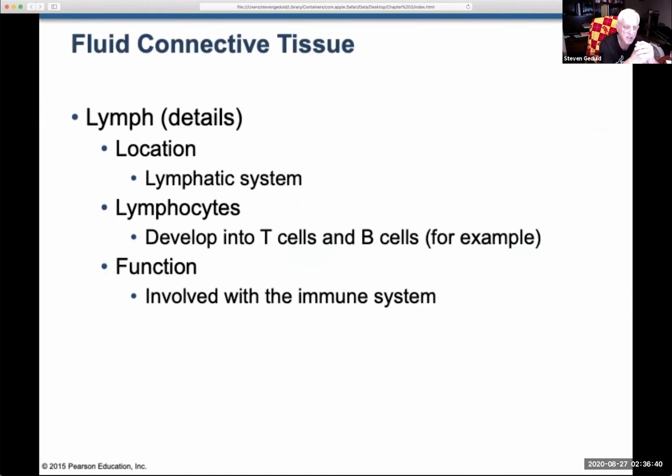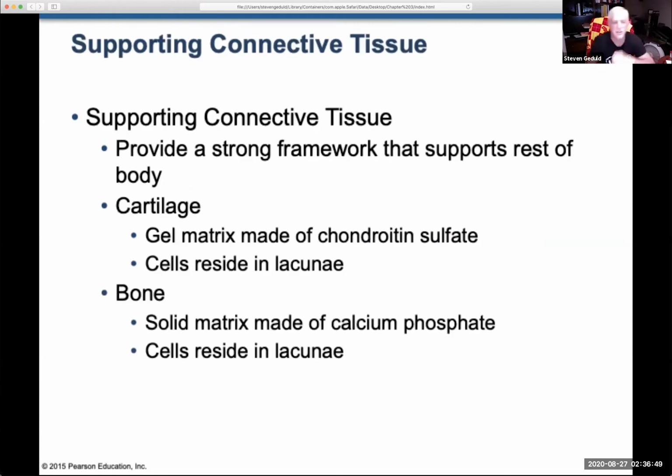Lymphatic system, you have lymphocytes. Lymphocytes develop into T and B cells, okay? And they're involved with your immune response. Supporting connective tissues, cartilage and bone are supporting connective tissue. And there's a difference between the two.